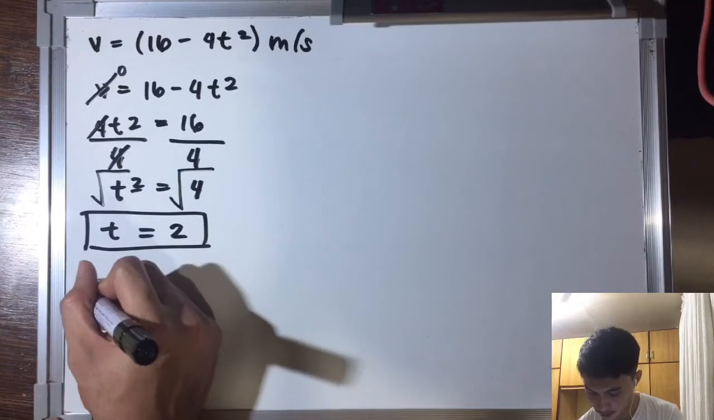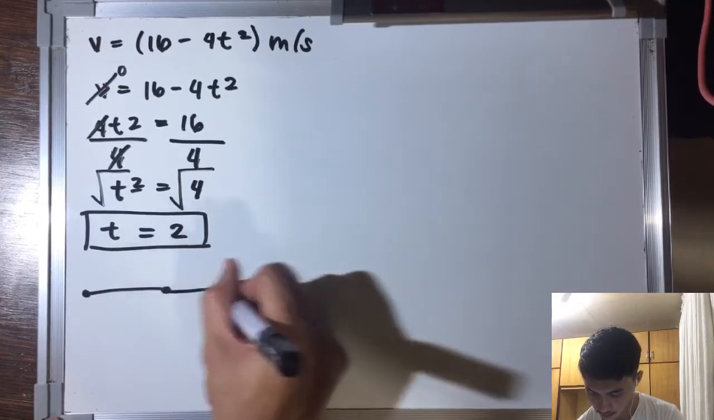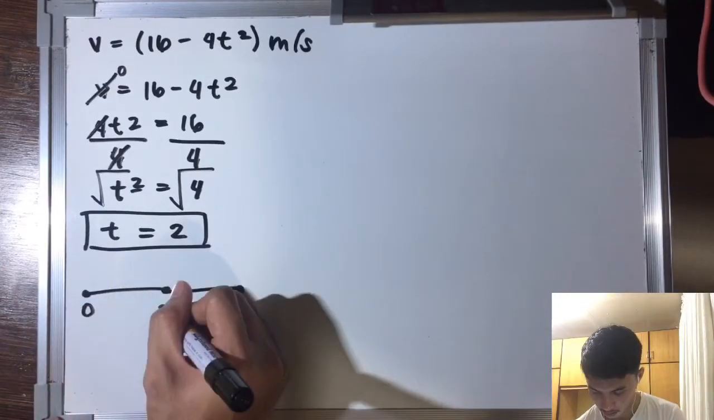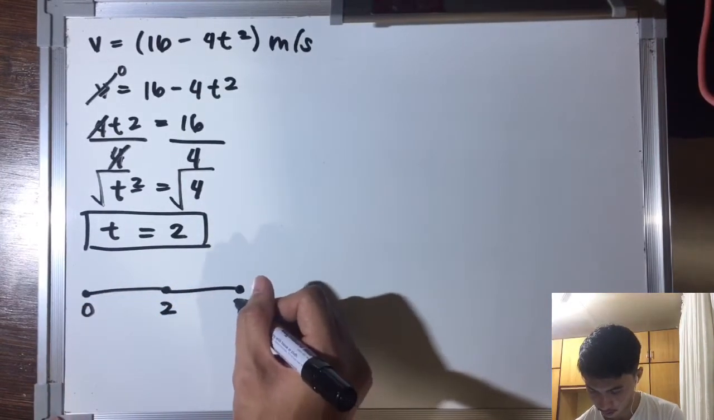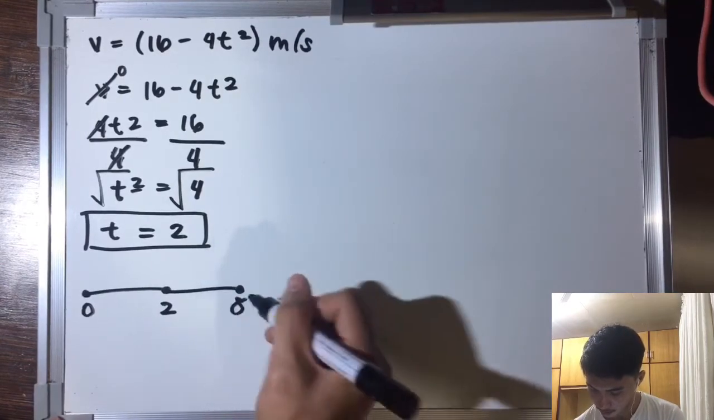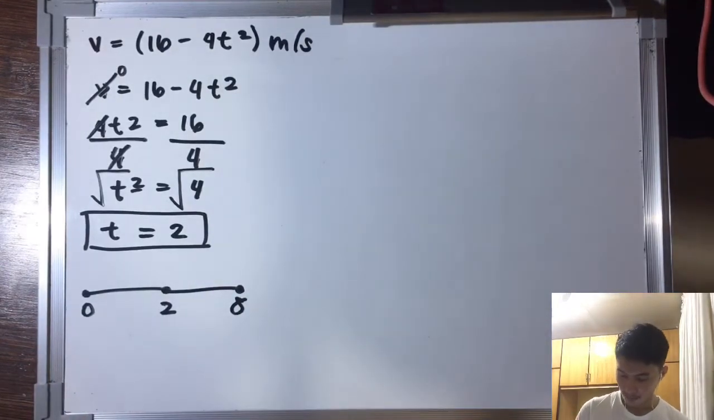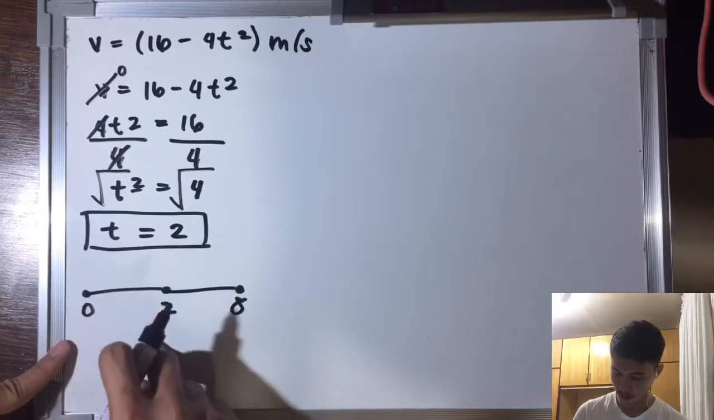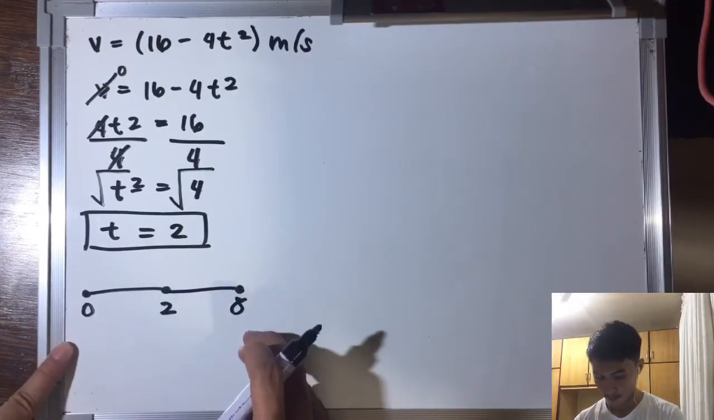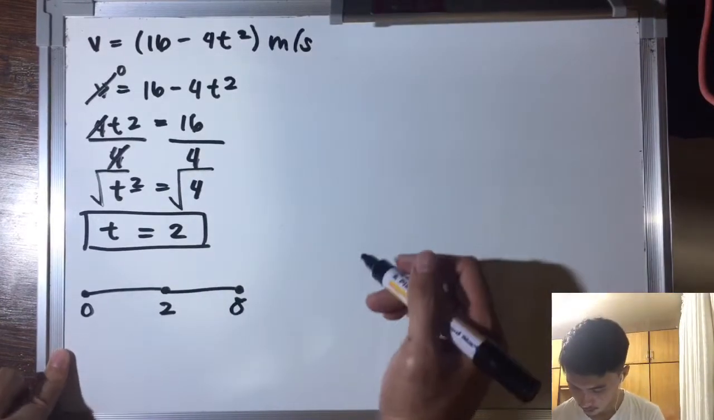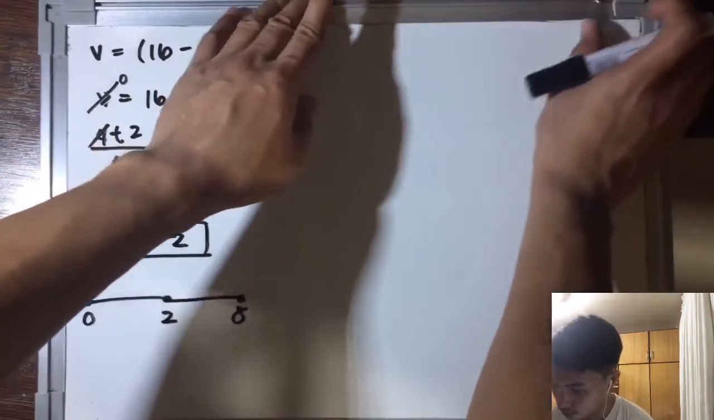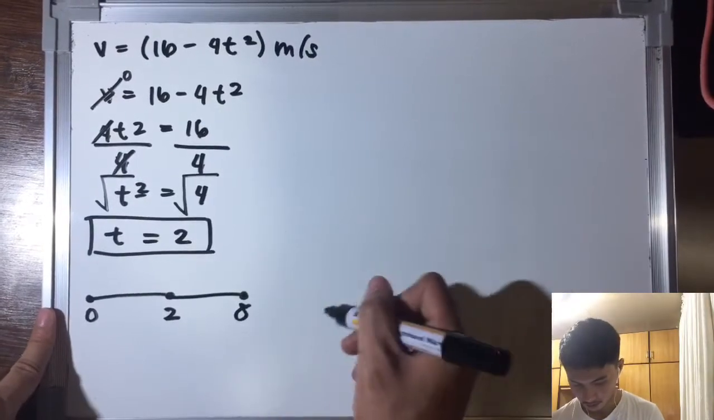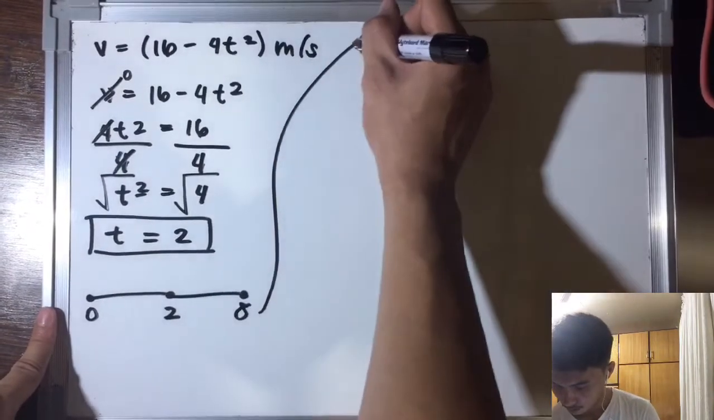For our time intervals, since we only got one value, this is going to be 0, this is 2, and then this is 8 seconds, 0 to 8, right? So these are our time intervals: from 0 to 2, and then from 2 to 8. Now we are going to get the value of our first position. I think kasya naman dito.